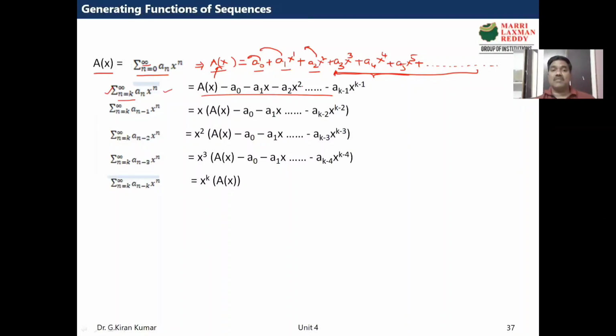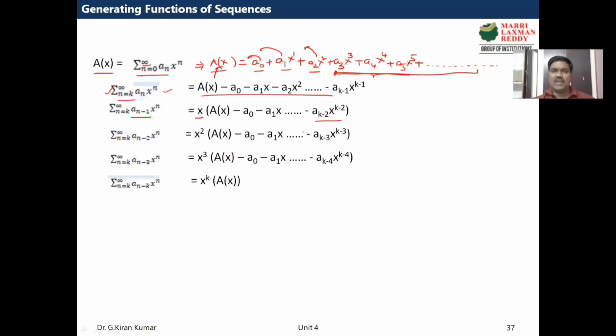So that's the formula. Now you can just remember this formula. And the second one is the sum from n equal to k to infinity of a of n minus 1, the n minus 1 term, times x power n. In that case, the formula is x into the same thing, but one more term will be reduced.